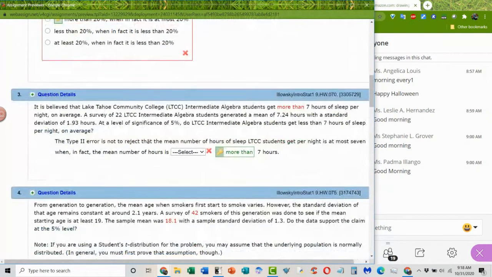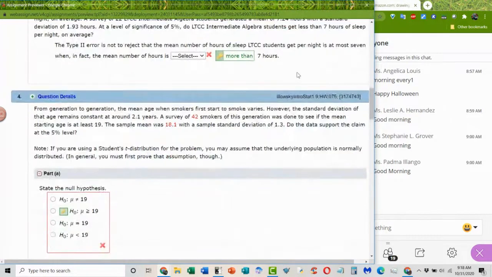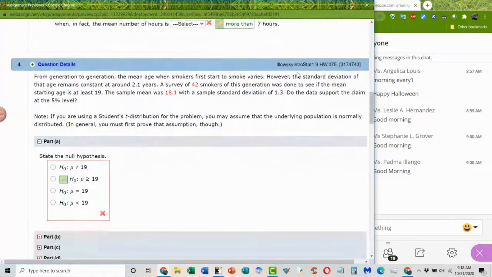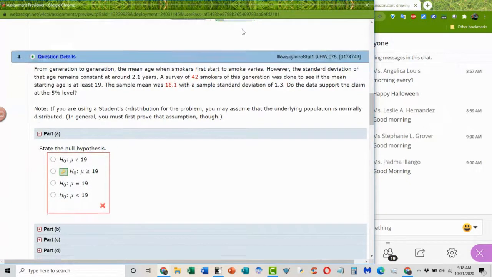Type two error is the other. We believe that it's not true when it actually is. Those are the two kinds of errors that you can have. Again, in law, you can say somebody is not guilty when in fact they're guilty, or the opposite, you can say that they're guilty when in fact they're not guilty. And both things happen, because people are fallible and don't always do a good job at prosecuting. So that's how those things occur.